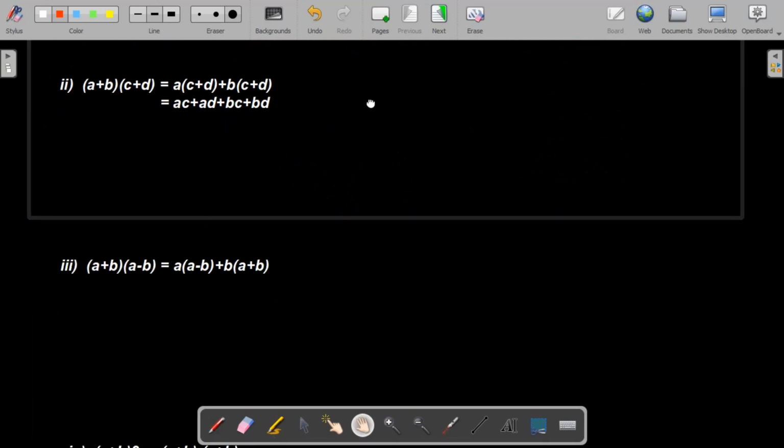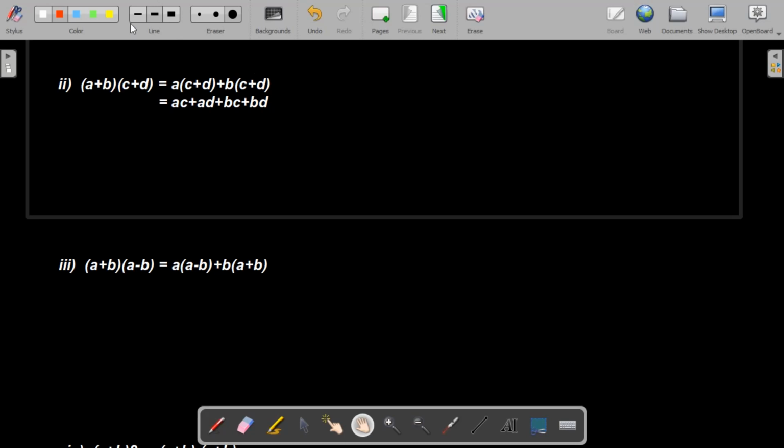We go to number 2. So we are still under the distributive rule. If you have been given something like this, which is open bracket a plus b close bracket, and then open bracket c plus d close bracket, it's the same, you distribute as well, which is a will be multiplied by that one, and again it will be multiplied by that one, and then b as well multiplied by that one, again it will be multiplied by that one.